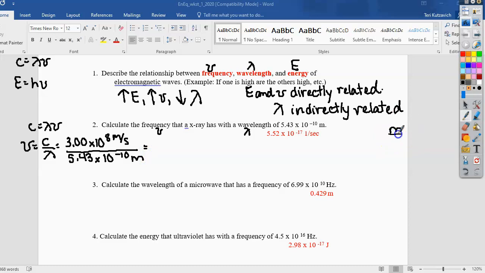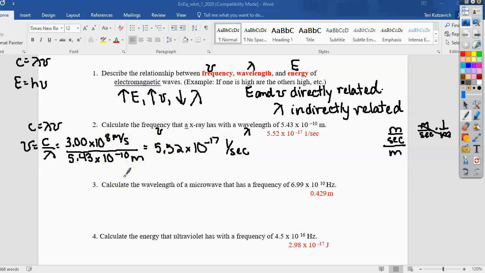If you want to look at the units, it's meters per second divided by meters, which is the same as saying meters per second times 1 over a meter. So your units are going to be 1 over a second. And when you work this out, make sure you use your EE button in your calculator, and you should get this answer.